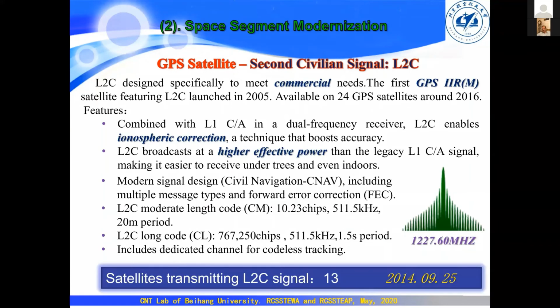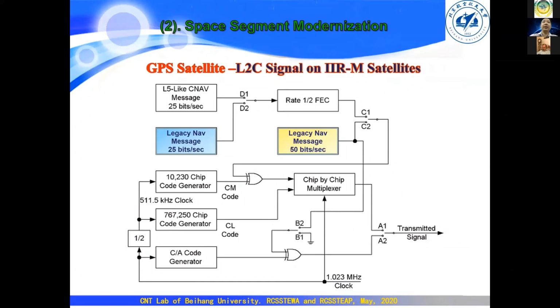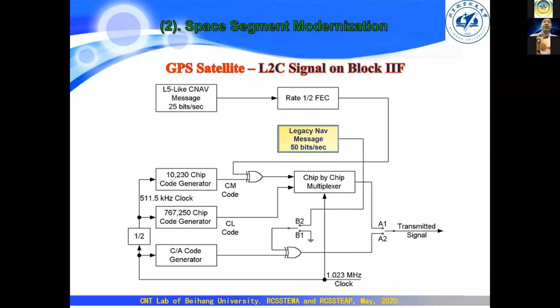And the second signal: traditionally we are using L1, CA code L1 as the main signal for our cell phone to receive. But now the GPS also broadcasts the second civilian signal called L2C. They provide better performance. This is the L2C signal of block 2R-M satellites. And this is L2C signal on the block 2F satellite.